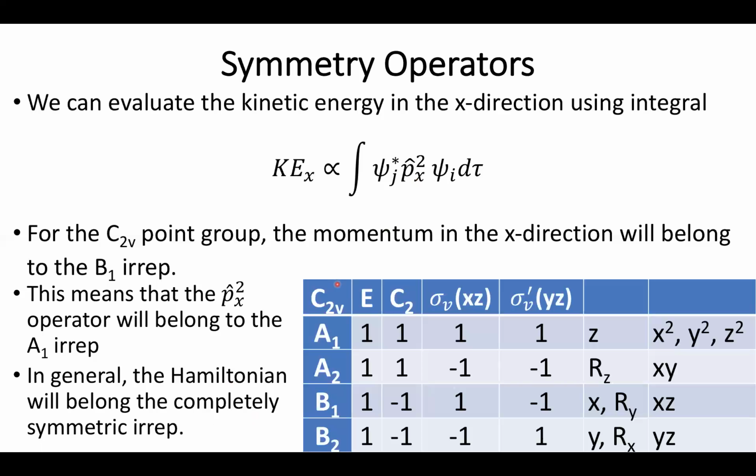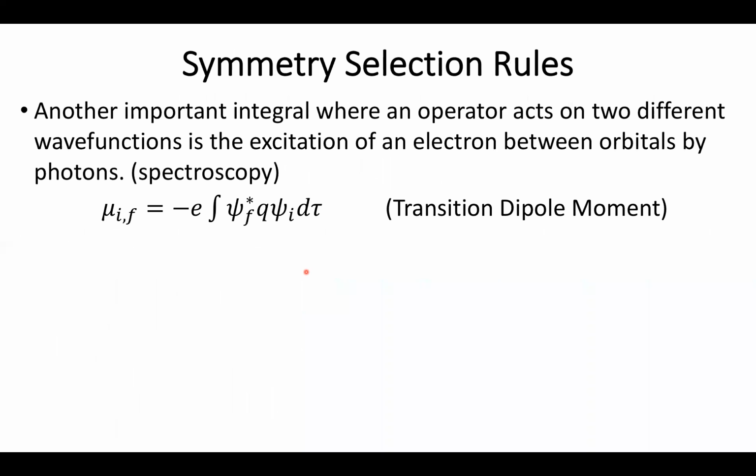But there is actually another major category of integrals where we're interested in applying an operator to two different wave functions. And this is actually photoelectron spectroscopy. So if you remember, way back to the end of our atomic orbital theory, we were looking a lot at atomic electron spectroscopy. And in that case, we were looking at forbidden and allowed transitions just using angular momentum. But it turns out we can also apply symmetry to help us make some of the very same arguments.